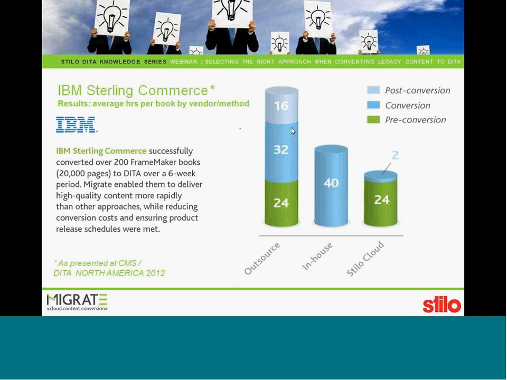So you're seeing here, what's that, 72 hours per book, typically, when they have the FrameMaker books to convert. Doing it in-house on more of an ad hoc basis, it's 40 hours per book, where they're writing their own scripts and pushing things through in their own time.